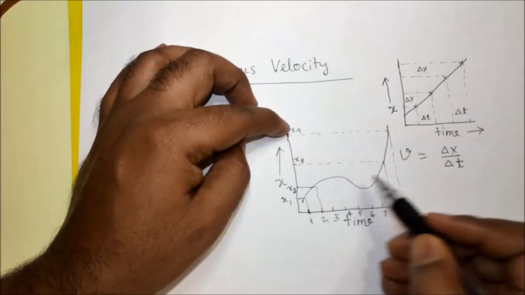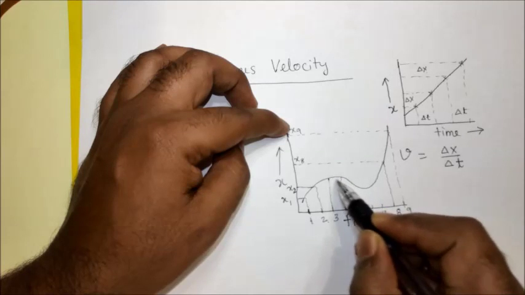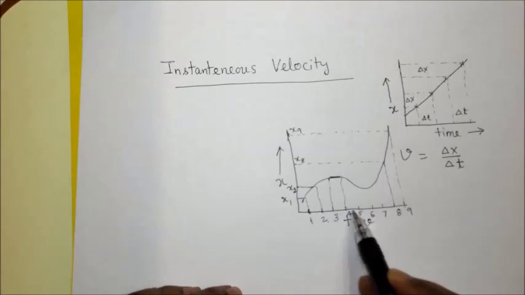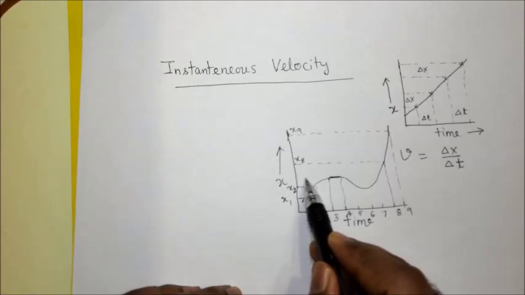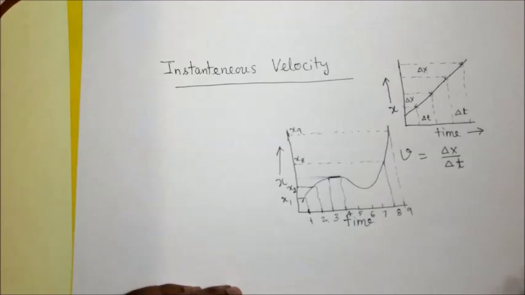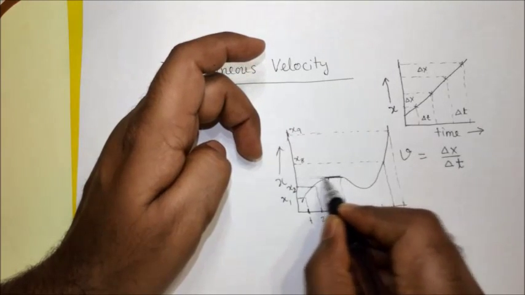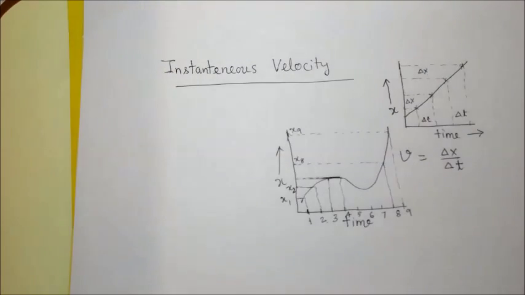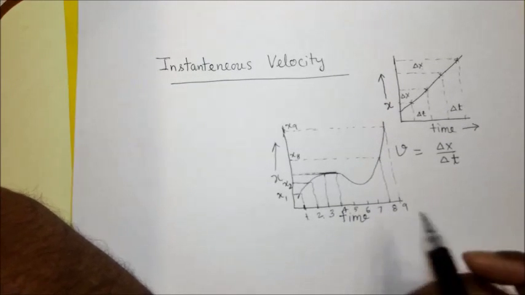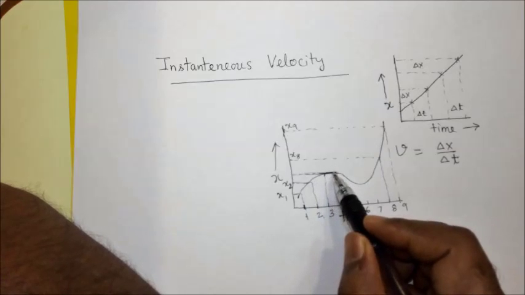How about between 3 seconds and 4 seconds? Suppose this is like this. Between 3 and 4 seconds the position is going to be almost same. So velocity is, delta x is 0. Suppose this is completely a straight line. This delta x is 0 and delta t is 1 second, so the velocity is 0. So here the velocity is less, here the velocity is 0.